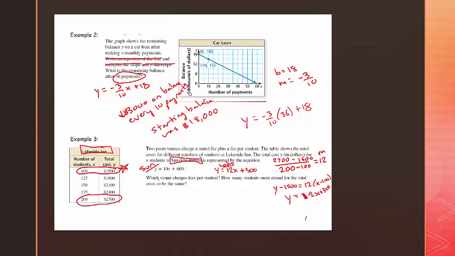All right, it asks which venue charges less per student. So this one is 10 and this one's 12, so Sunview. So my first answer is the Sunview Resort.